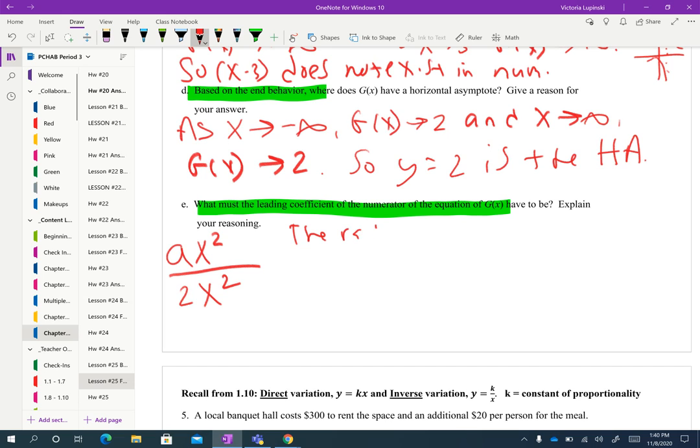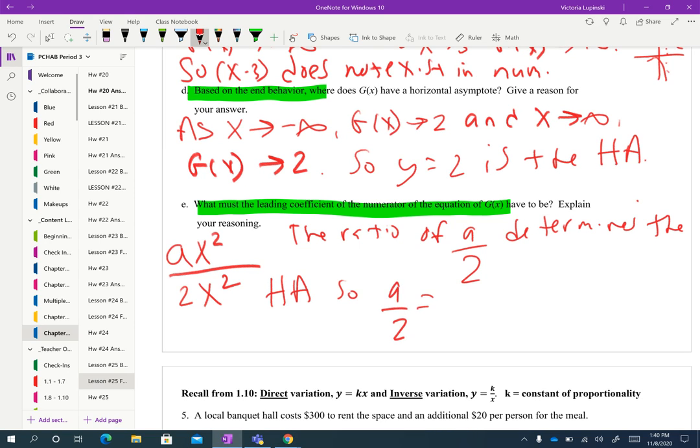So the ratio of a over 2 determines the horizontal asymptote. So a over 2 has to be equal to the horizontal asymptote, which is 2. And if you solve, that means that a must be equal to 4. And again, you could write that in a bunch of different ways, but that's a perfectly good one.